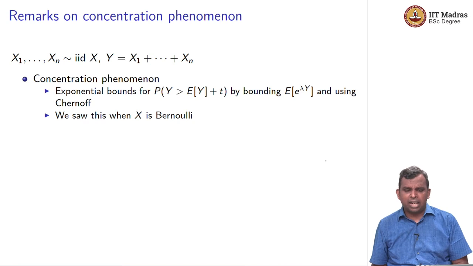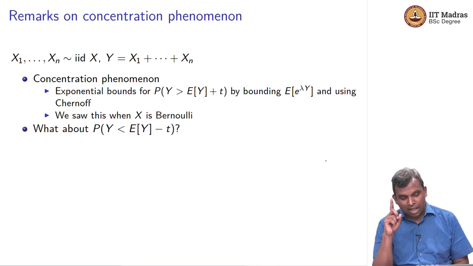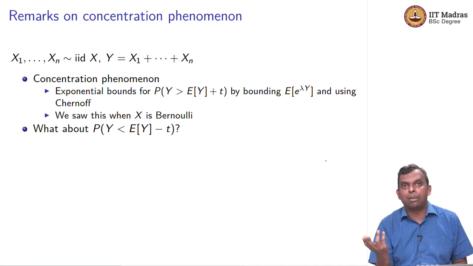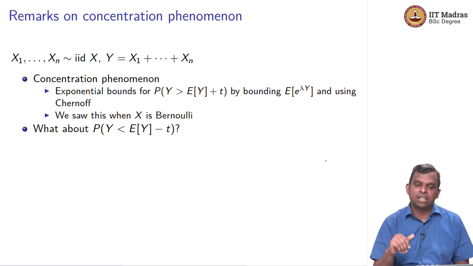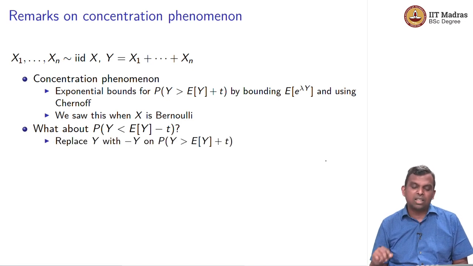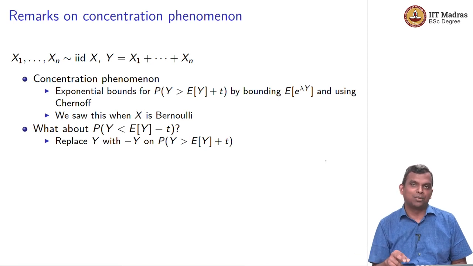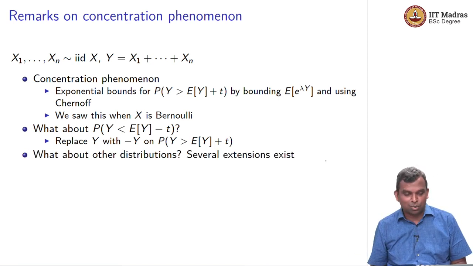So we saw this when x is Bernoulli. You may say, what if x is not Bernoulli? But before that, what about the other side? We saw y greater than expected value of y plus t. What about y less than expected value minus t? It turns out the standard trick here is to, instead of looking at y, look at minus y, and then you again use the same bounding method. It seems like a bit of trickery, but that's what happens.